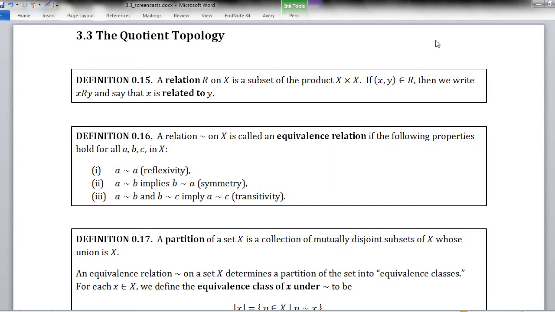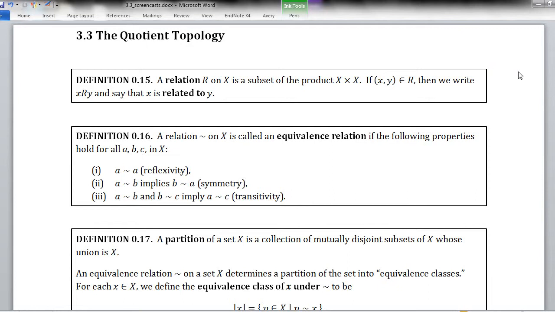Section 3.3, the quotient topology. We've seen so far in this chapter that if we are given a topological space or spaces, we can form smaller spaces with the subspace topology or larger spaces with the product topology. The quotient topology is going to give us another way to form smaller topological spaces.